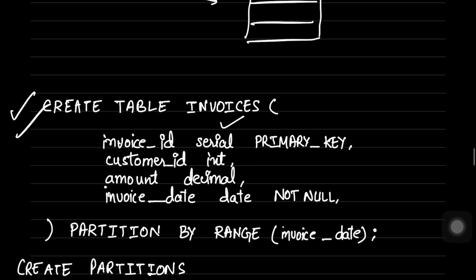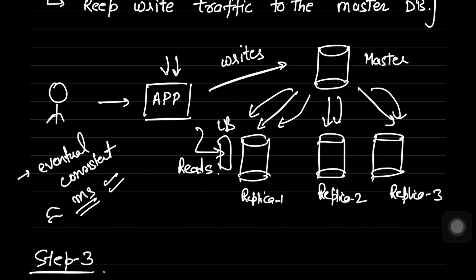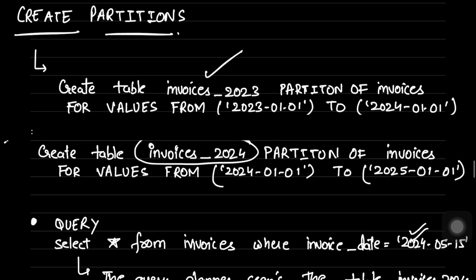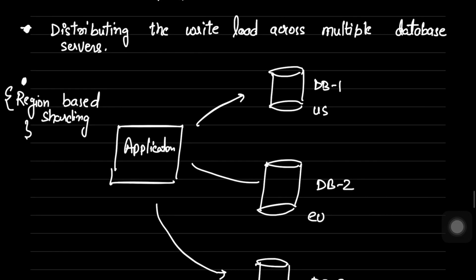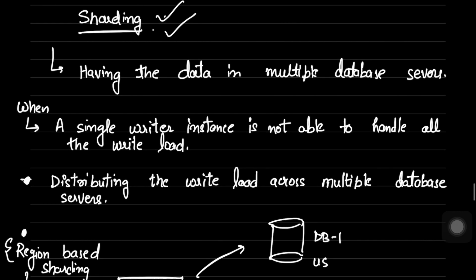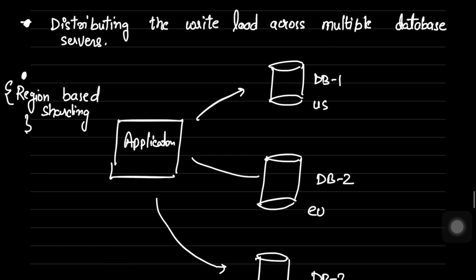So we had read scaling, right? In read scaling, we just had a single master and a lot of read replicas. In that case, our single master was able to handle all the write queries. But now we have come to a situation where we have a lot of write traffic as well. In that case, you have to have multiple database servers for writes as well. So you distribute the write load across multiple database servers.